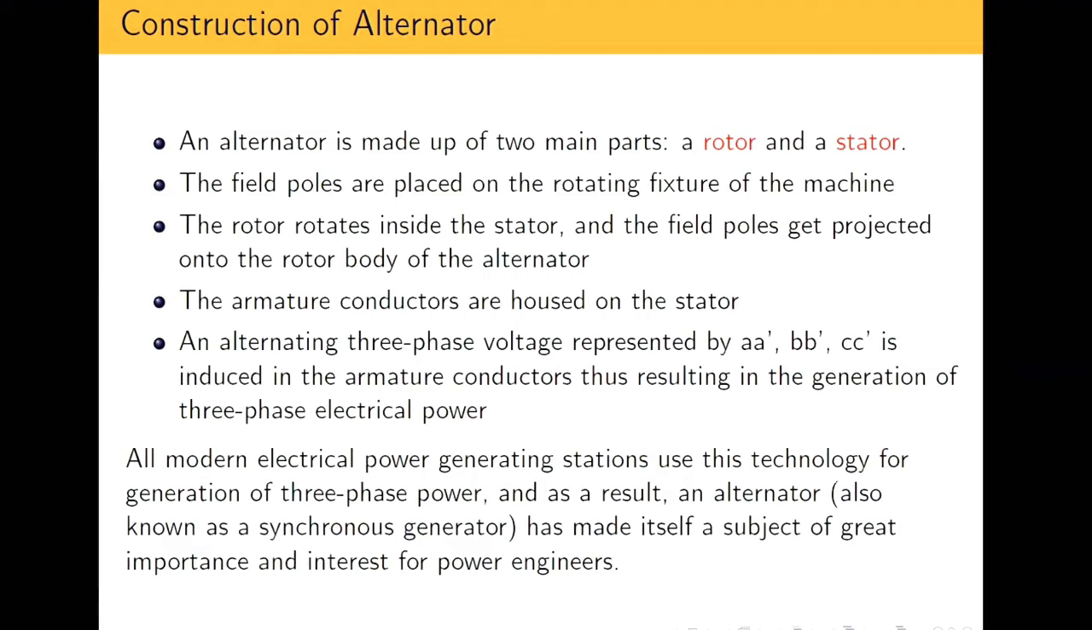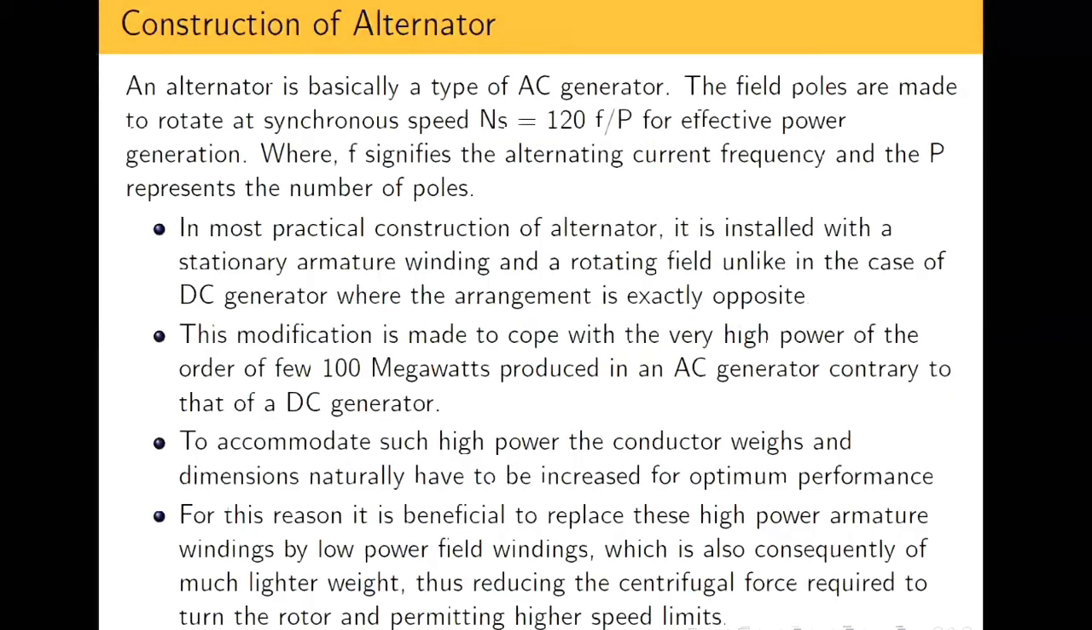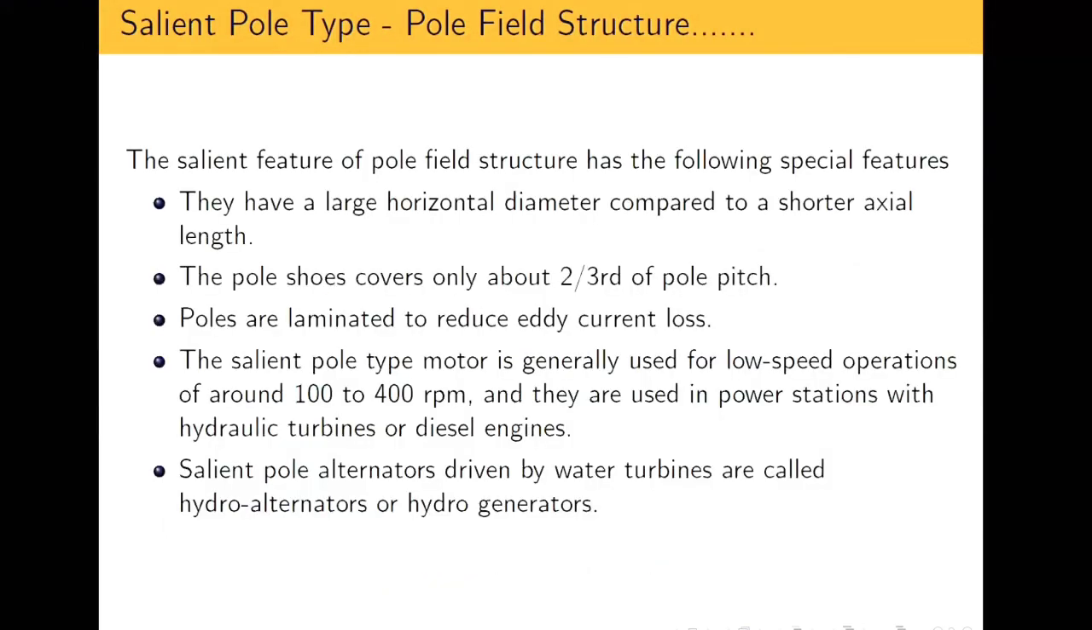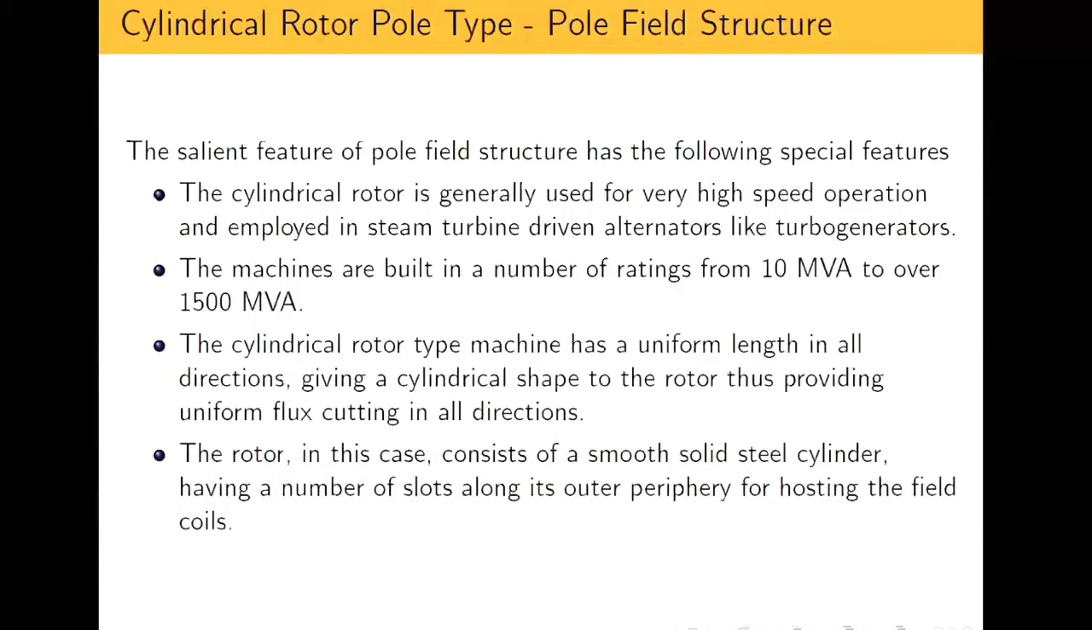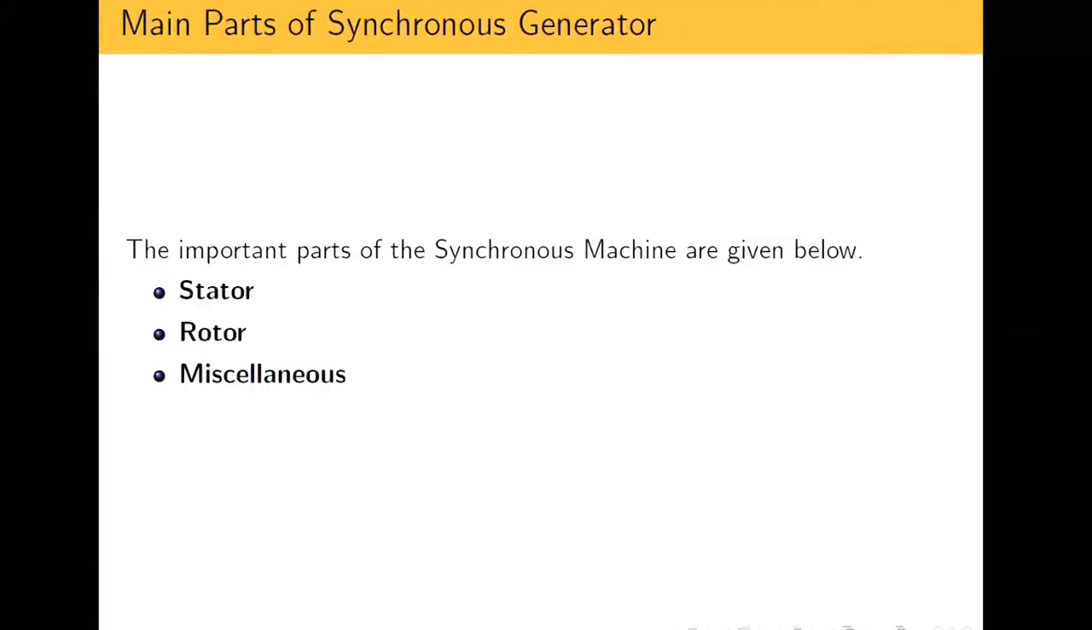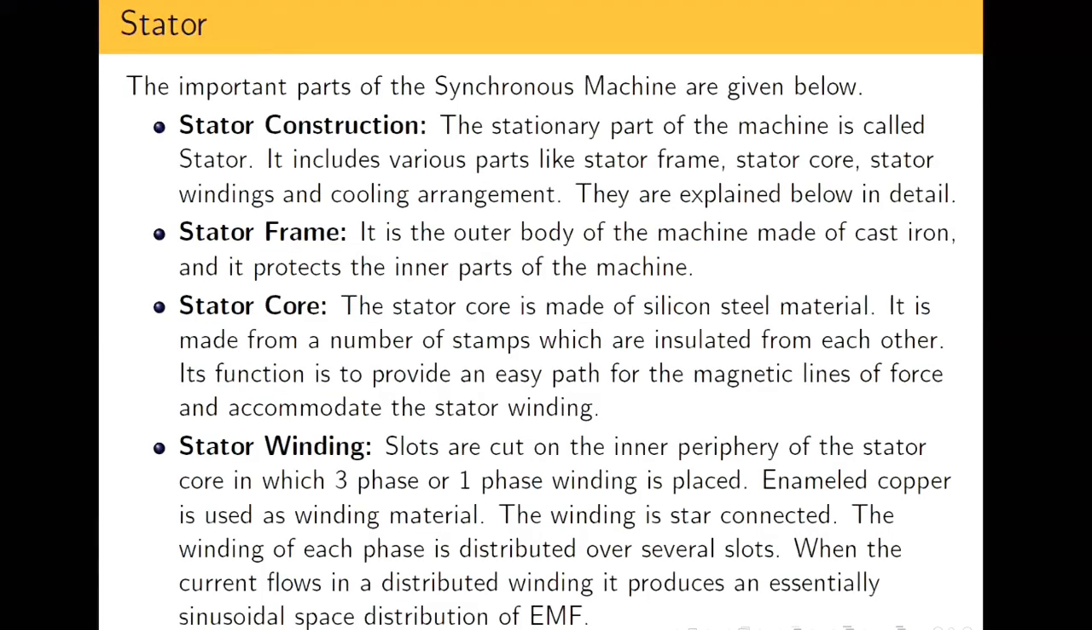If you are asked to write or explain about the construction of an alternator, you have these 4 or 5 slides. The salient pole type, that is a salient pole machine, and the cylindrical rotor type, you have some 3 or 4 slides again. And the main parts of a synchronous generator: stator, rotor, and miscellaneous. There are some important parts of the stator, and the functions also you can see in this; yesterday we discussed them.